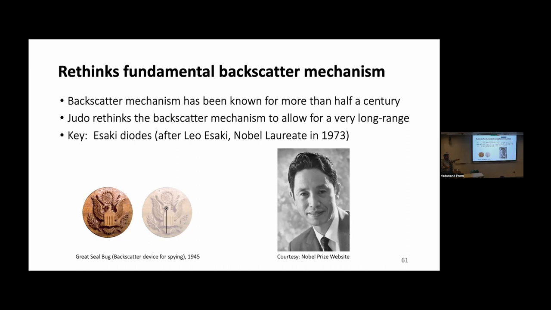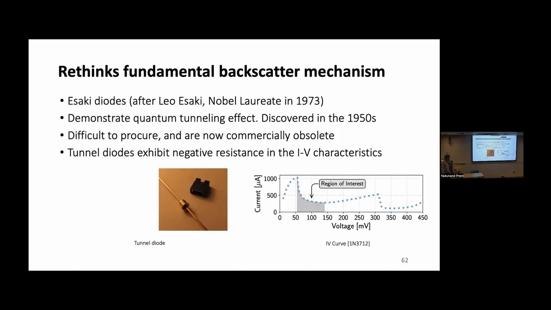And for different reasons, this device became obsolete in the 70s, because in the 70s we didn't have a receiver that could make use of the signal generated by the tunnel diode, since they were generating very weak signals. But now, 50 years later, our receiver technology has caught up so that we can actually use these devices. A lot of my work recently has been about getting these diodes back again and demonstrating that they have great capabilities for low power communication.